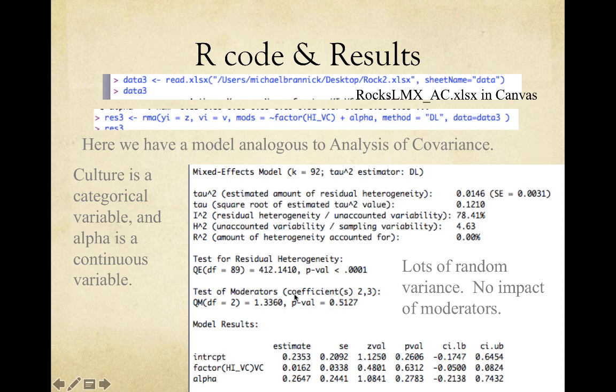Now notice that the test of the moderators is 2 and 3. So 1 is the intercept, 2 and 3 are this one and this one, the cultural and the reliability. And that's not significant, so your overall R-square is not significant. You should probably stop here, but because we're doing this as an instructional video, I'm going to go through and interpret all this stuff.